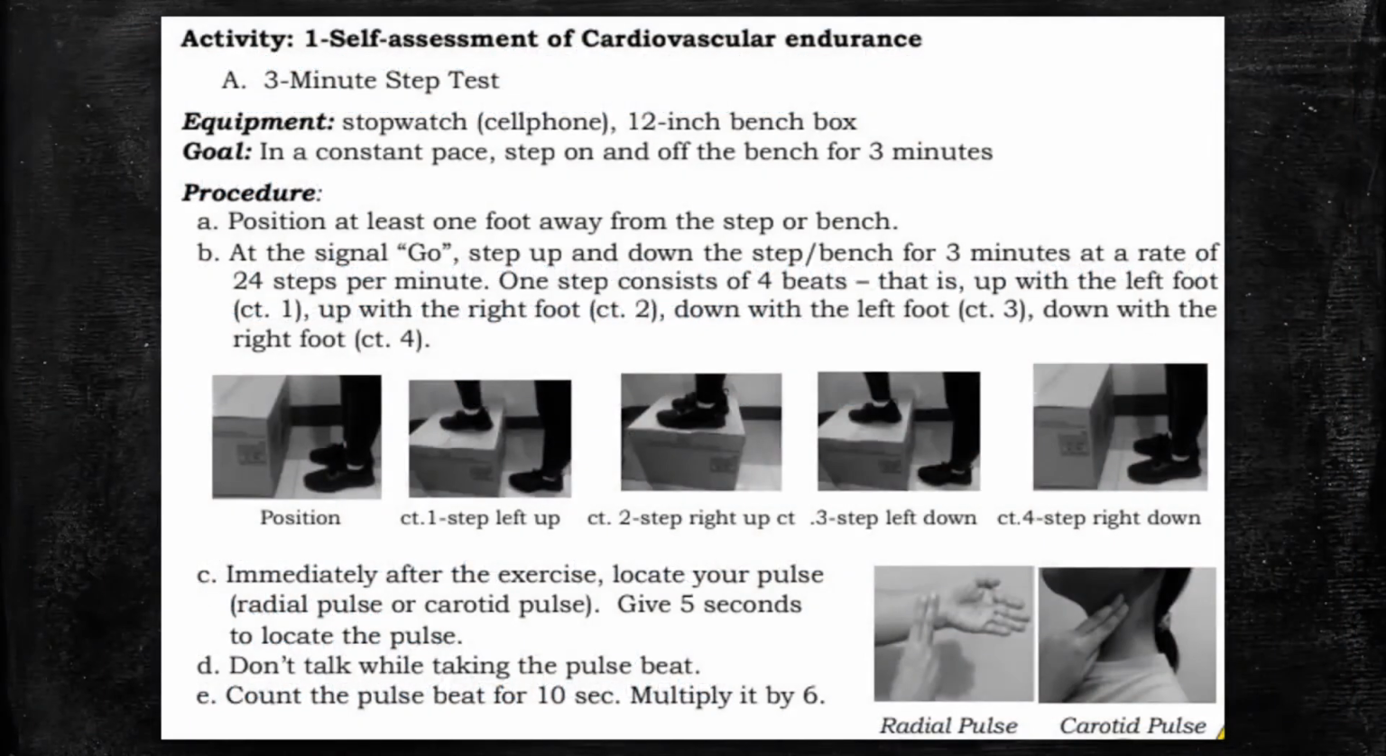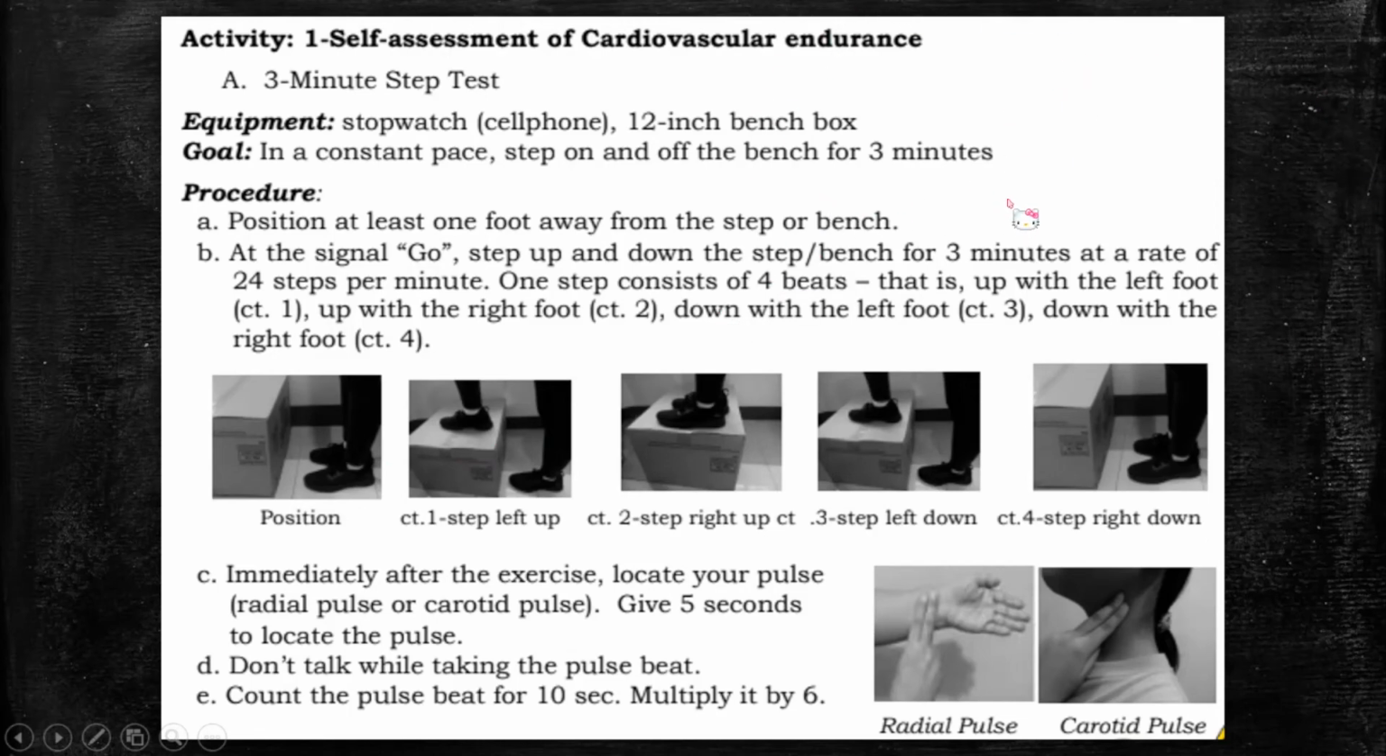So let's have the activity 1. It's called self-assessment of cardiovascular endurance. So ang tawag dito is a 3-minute step test. So our equipment: stopwatch, cellphone, 12-inch bench box. So your goal is a constant pace step on and off the bench for 3 minutes. Okay, you can read the procedure and how you can do this 3-minute step test, okay? You can pause this video.